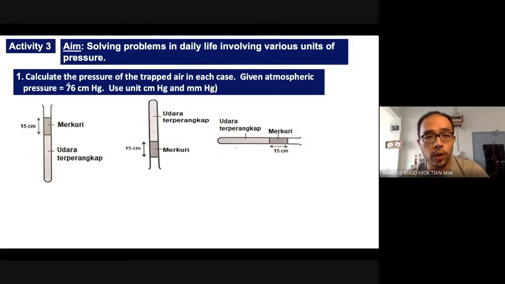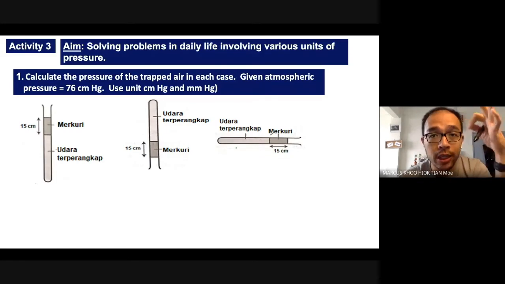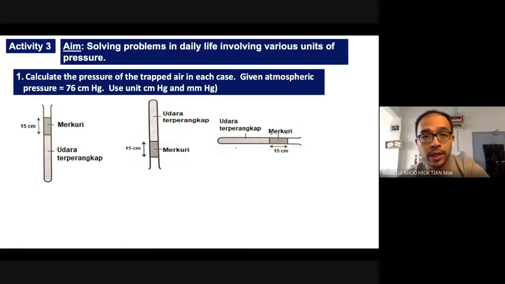So in this situation, you have this air that is trapped over here. So this side over here is all air, over here is all air, over here is all air. But each case is different. Okay, pay attention to this. So you have to calculate the pressure of the trapped air in each case. Okay, so given the atmospheric pressure is 76 centimeter mercury, of course you use 76 centimeter mercury, or you can also use 760 millimeter mercury.